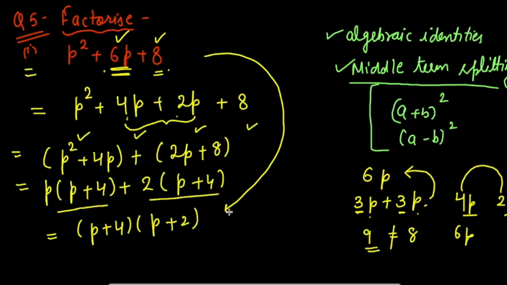So this is really important to understand. Whenever you have a quadratic equation, you will be able to solve it using middle term splitting for sure, but the algebraic identity will have certain limitations. Okay.